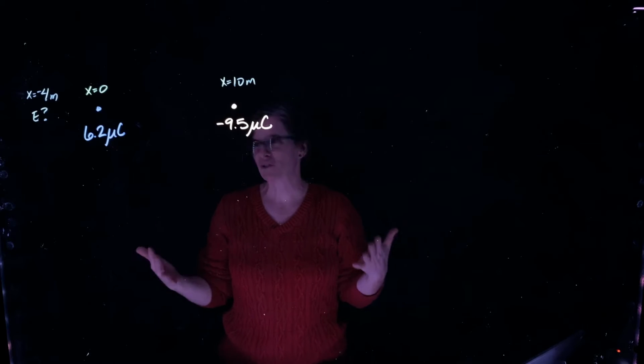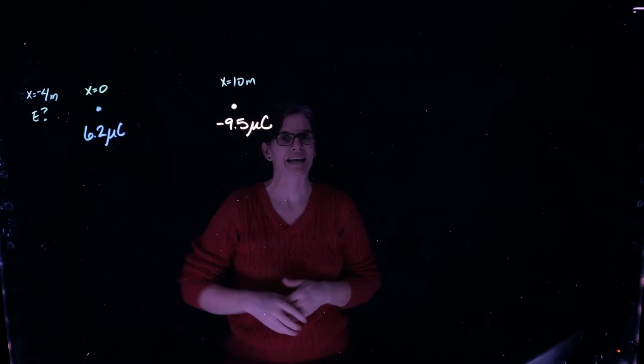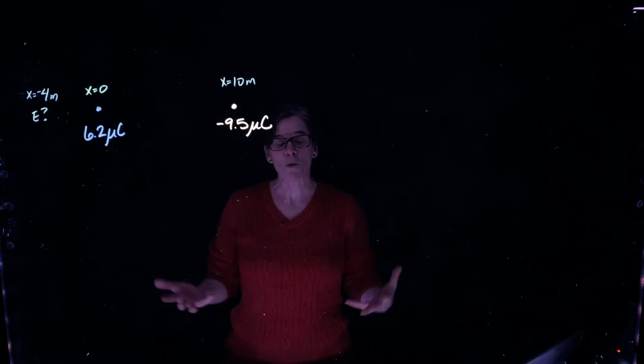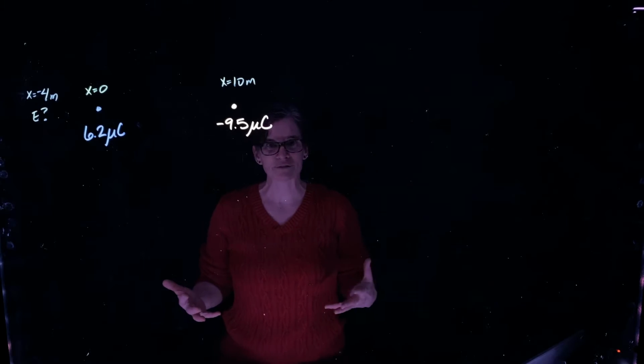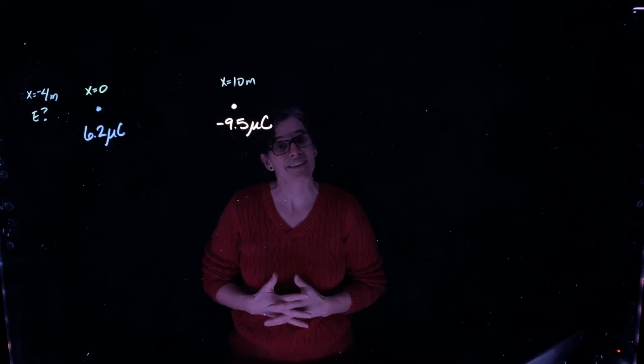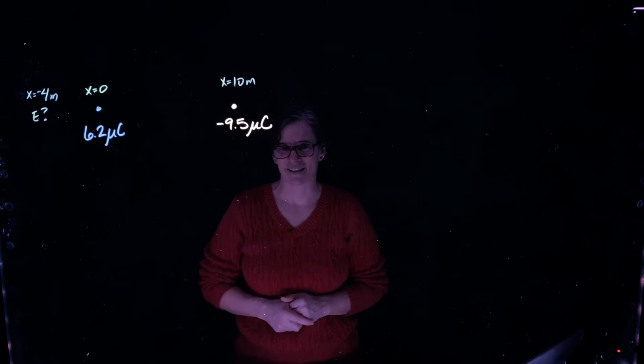What is the electric field at a point x equals negative 4 meters? So both of these charges have the potential of influencing the space at negative 4 meters. How do they work together to get the net field at that location?